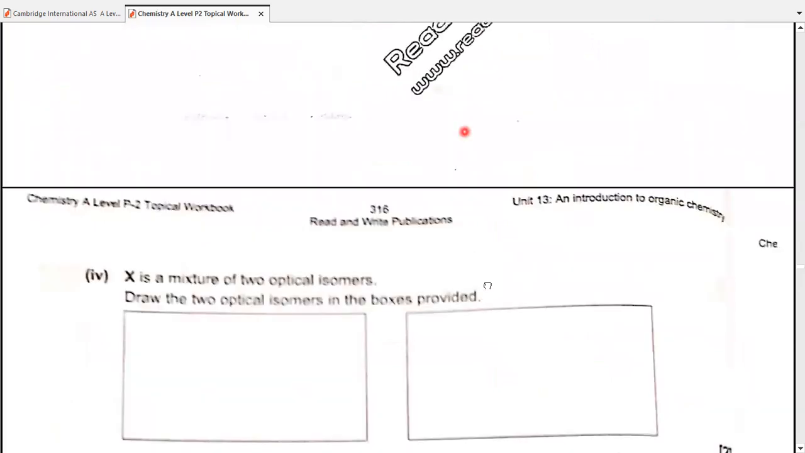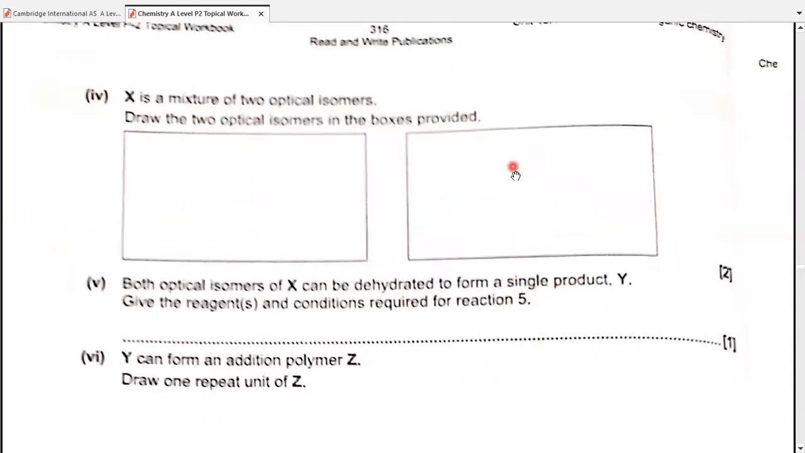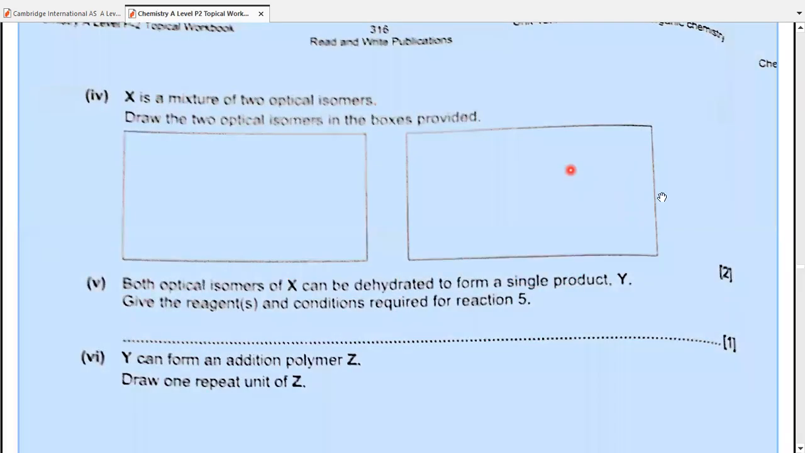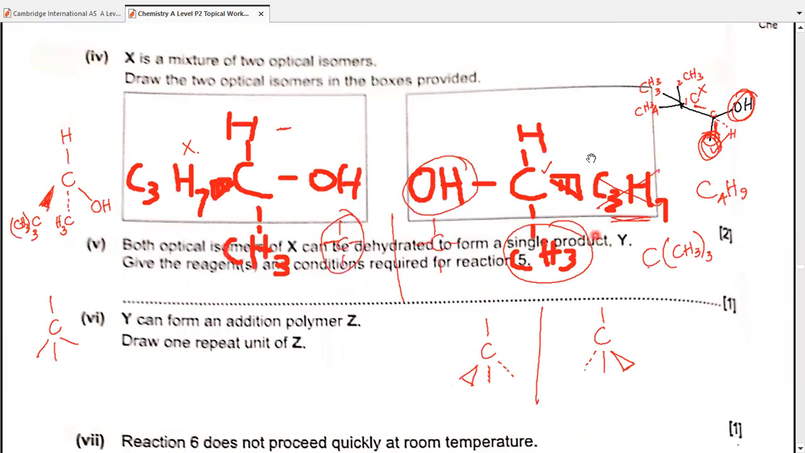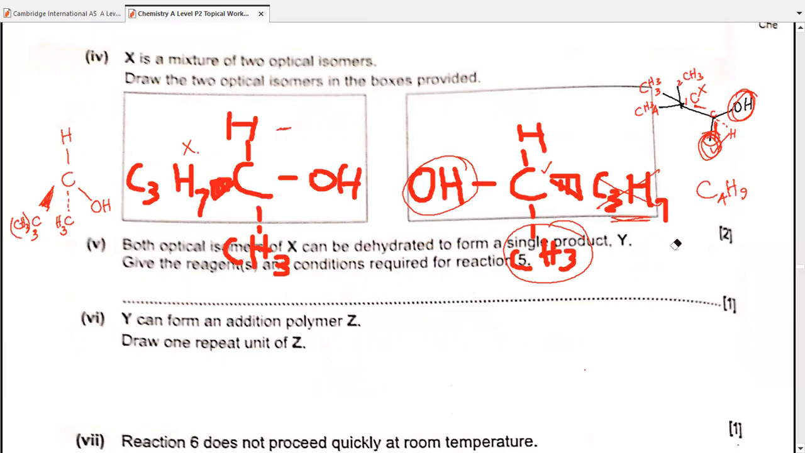Okay, let's see what is Y. Now, you already know what Y is, so I hope you can go with Z, addition polymer. I'm going to go for this one. I'm going to erase a little bit of it over here. So Y is an alkene, right? Yeah, Y is the alkene that I just talked about, single product.